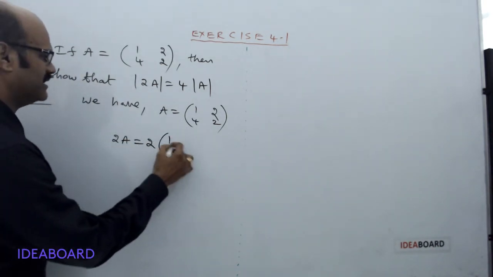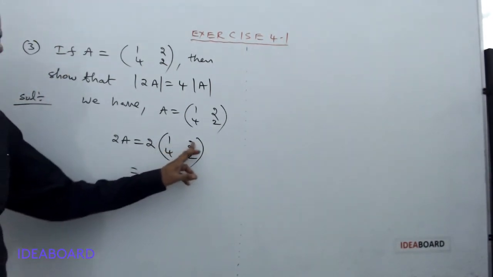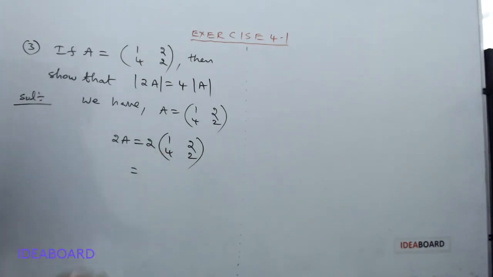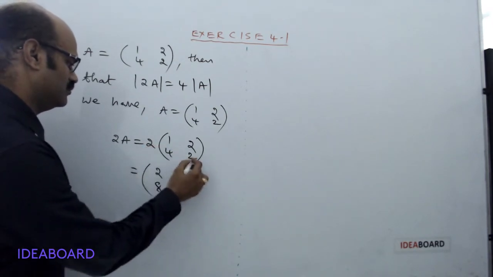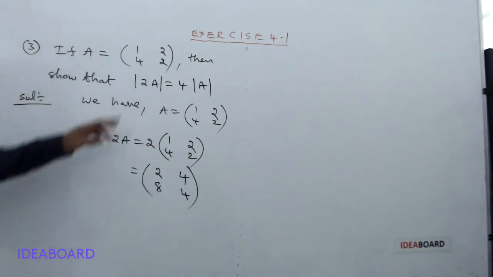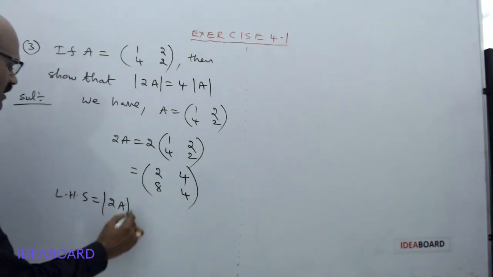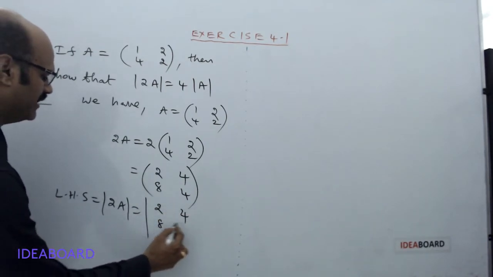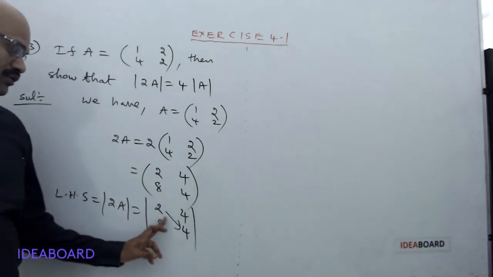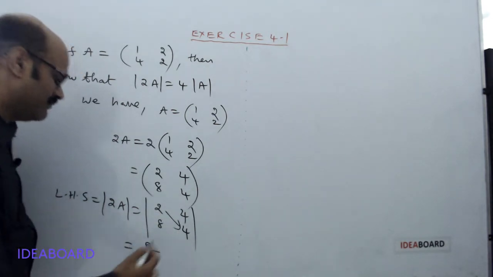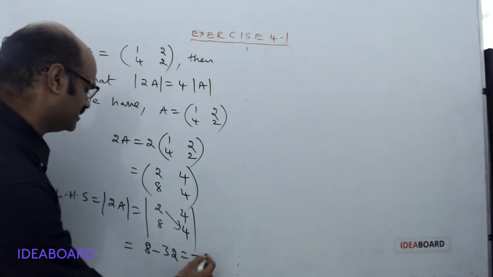2 into the matrix A, 1, 2, 4, 2, equal to, multiply each and every element of this matrix by 2. 2 into 1, 2; 2 into 2, 4; 2 into 4, 8; 2 into 2, 4. Now, LHS equal to determinant of 2A equal to determinant of 2, 4, 8, 4 equal to product of principal diagonal elements 2 into 4, 8, minus 8 into 4, 32, equal to minus 24.